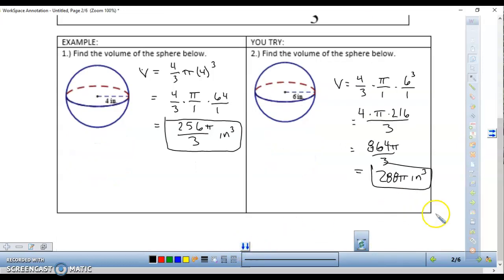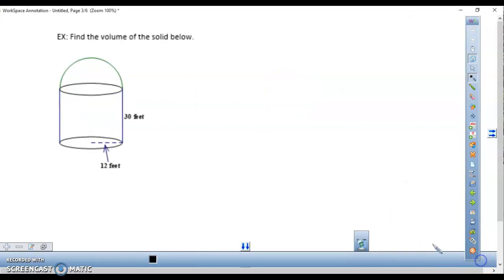Now we'll also look at some composite problems, such as this one, where you guys have probably seen a solid similar to this before. This is a silo, and you'll notice that a silo is just composed of a hemisphere, so we've got half of a sphere on top and then a cylinder on bottom.